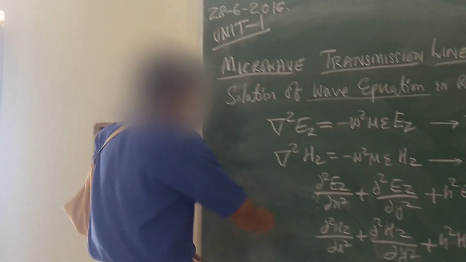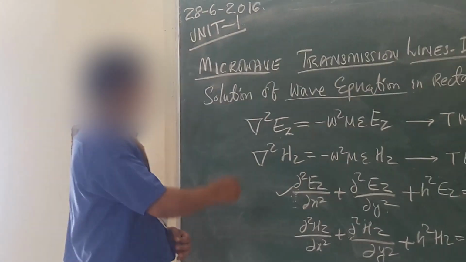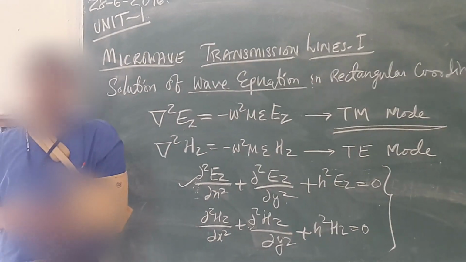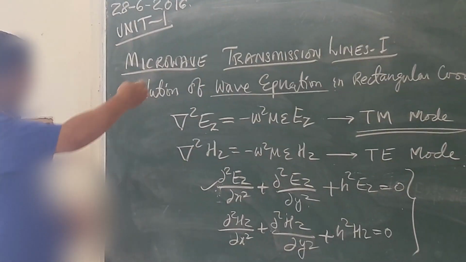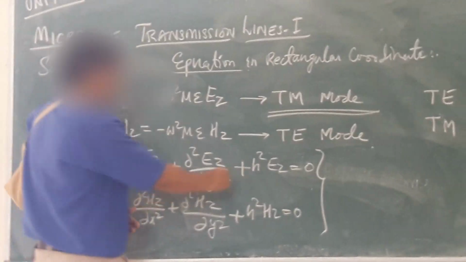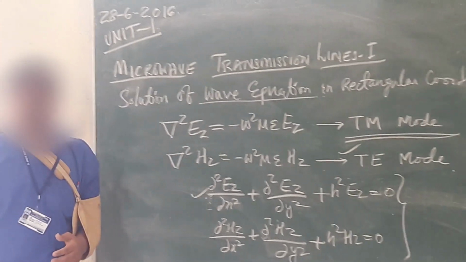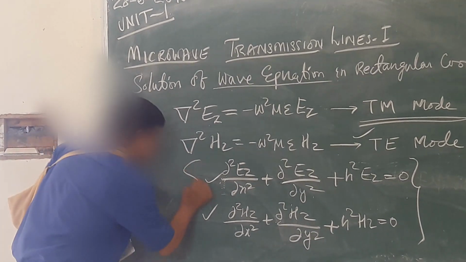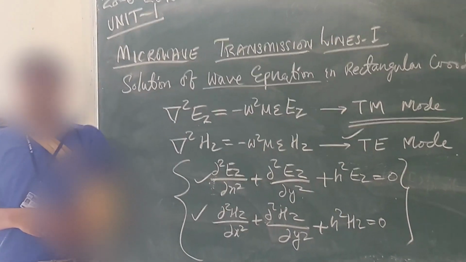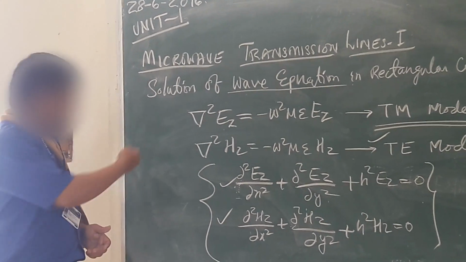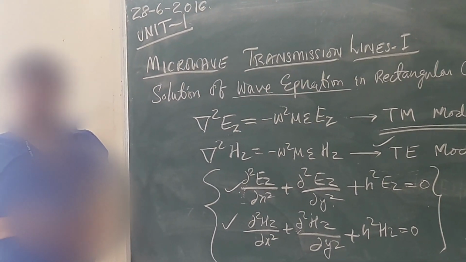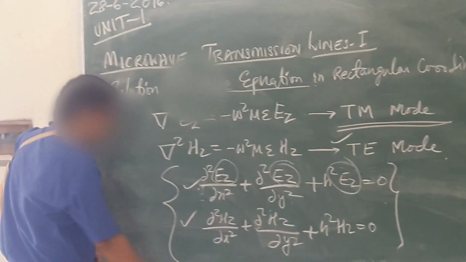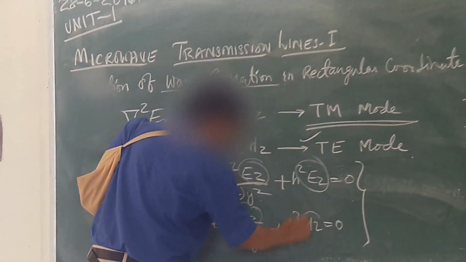I have just solved the equation for the transverse magnetic mode, and similarly we can solve it for the transverse electric mode. Whenever we solve for the transverse electric mode, you get these two partial differential equations. If you solve these two equations, in this one you have the parameter Ez component, and here you have the parameter Hz component.